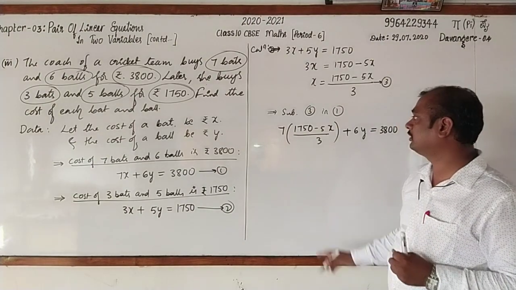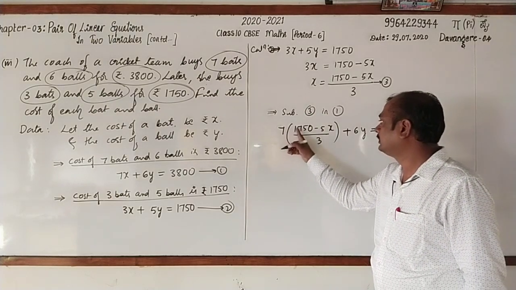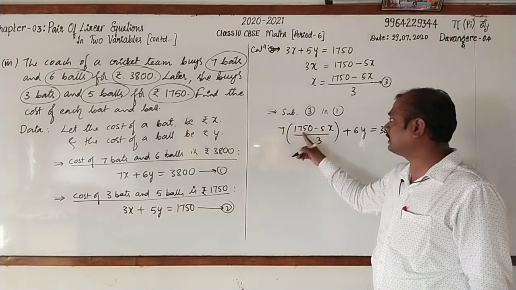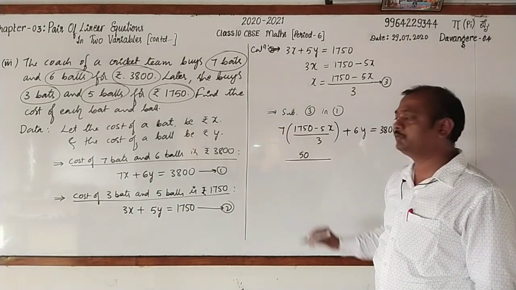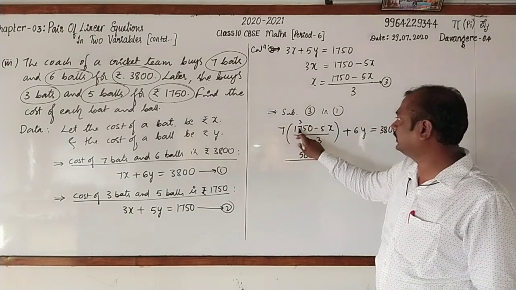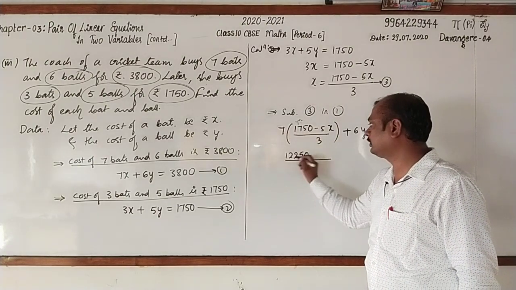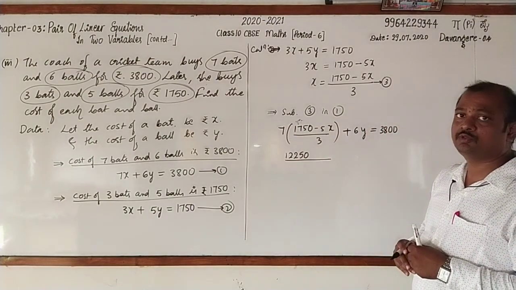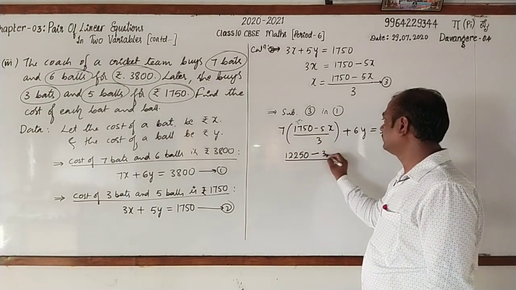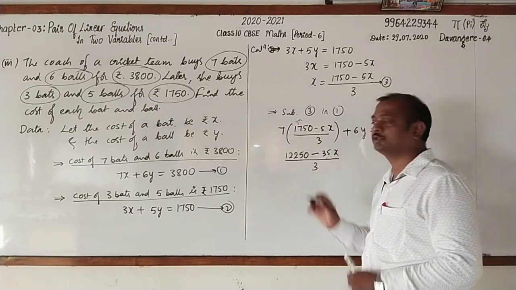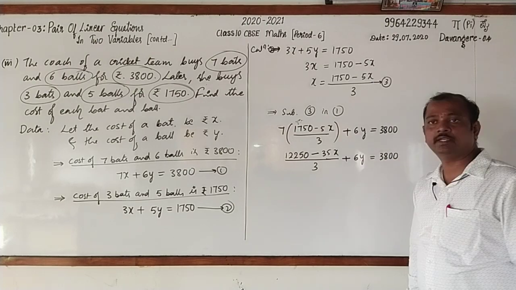How do you go for solving? First, you multiply 7 with both the terms. Then 7 into 1750. It is 0, 7 5s are 35, 3, 7 7s are 49 plus 3, 52, 5. 7 ones are 7 plus 5, 12. 12,250. Got it? Next, minus 7 5s are 35y by 3 plus 6y equal to 3800.